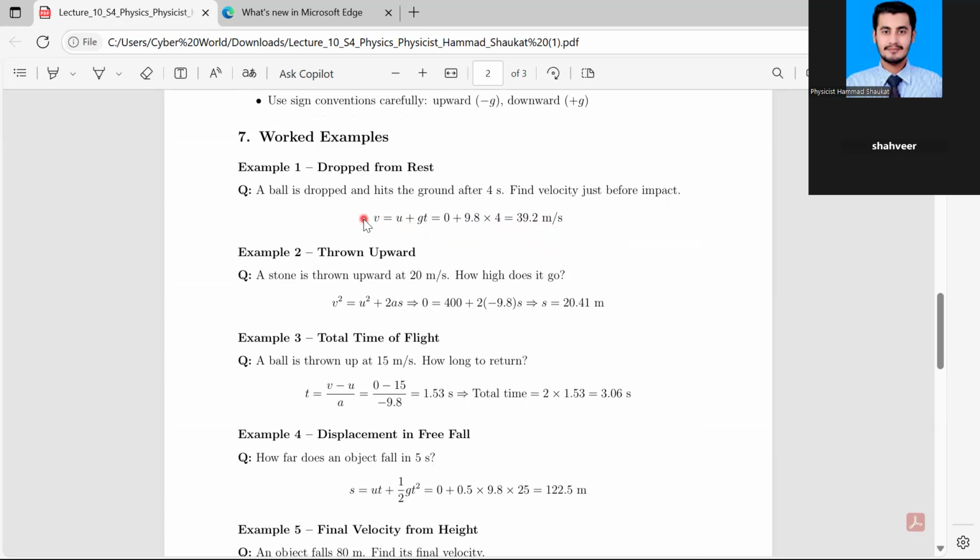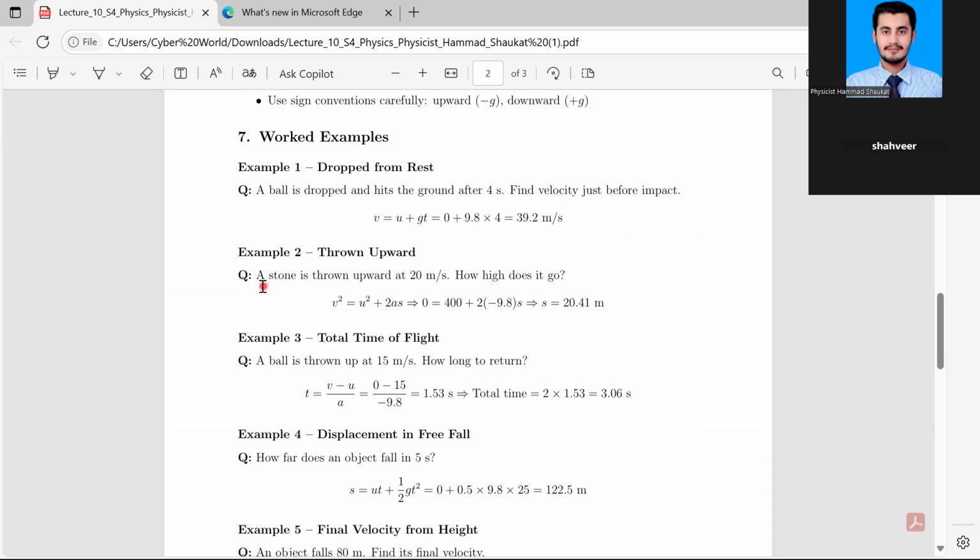Is there any question? Okay, now move next. A stone is thrown upward at 20 meters per second. How high does it go? So basically, they are asking to find the distance. Yes, they are asking to find the distance because they are asking how high does it go. So height we can find basically by finding the distance.